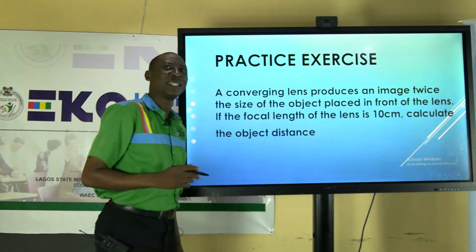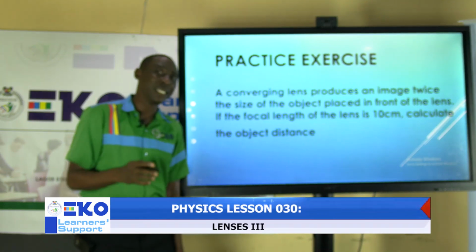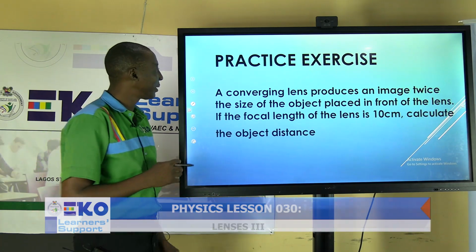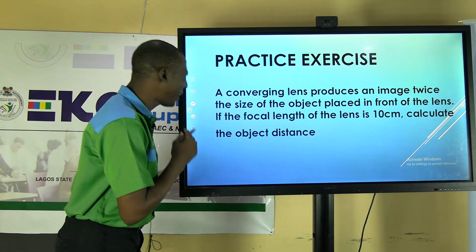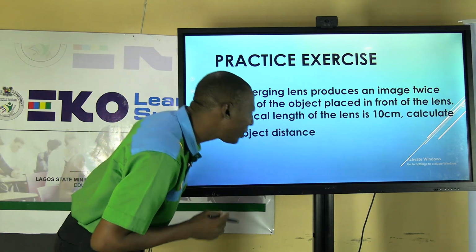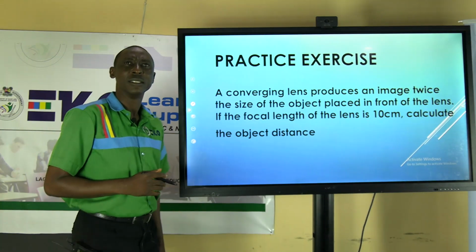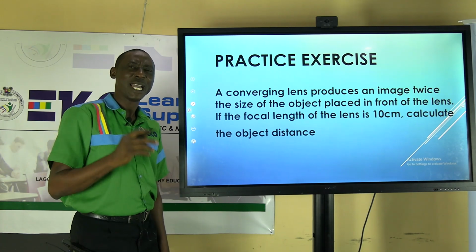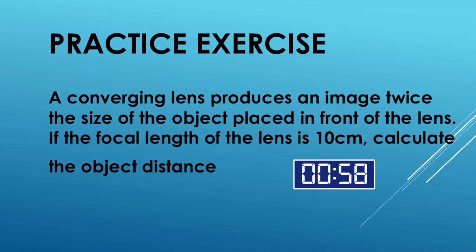Now, having done that, I have a question which you need to practice to ascertain if teaching and learning has taken place. This is the question you're going to practice. A converging lens produces an image twice the size of the object placed in front of the lens. If the focal length of the lens is 10 centimeters, calculate the object distance. I believe you can do justice to this. I'll be right back in a minute's time.